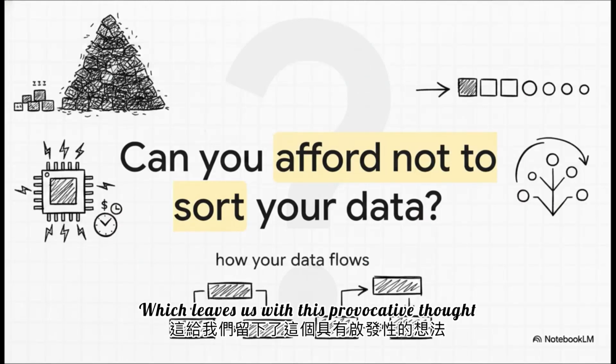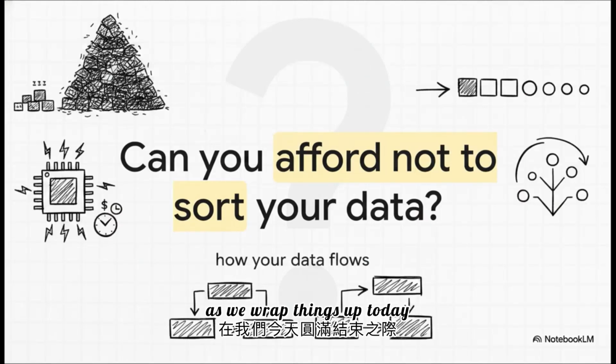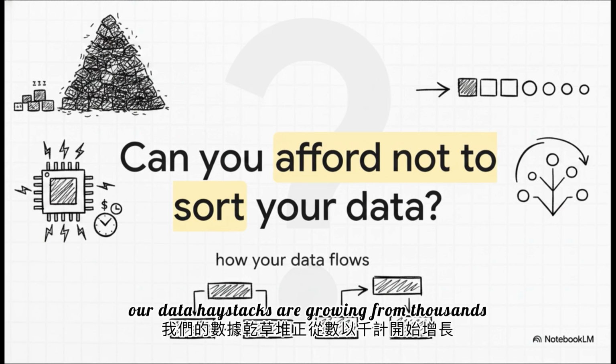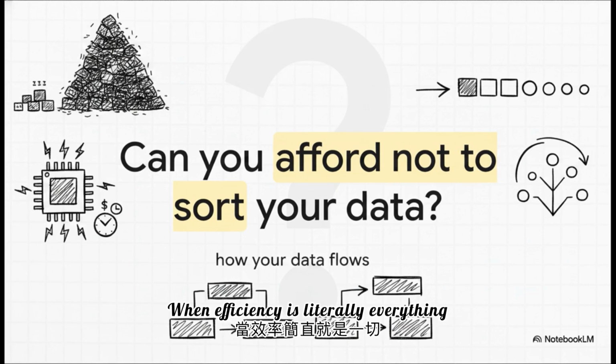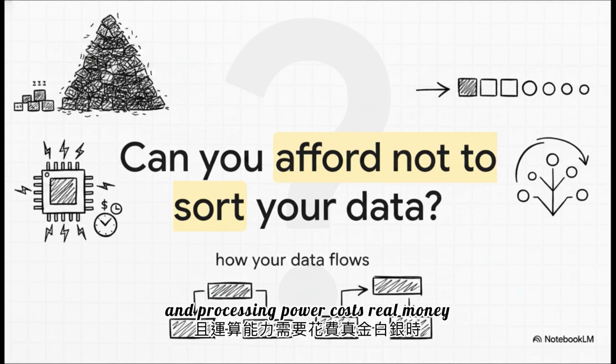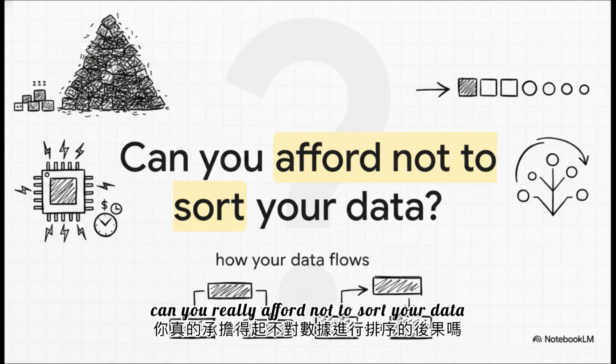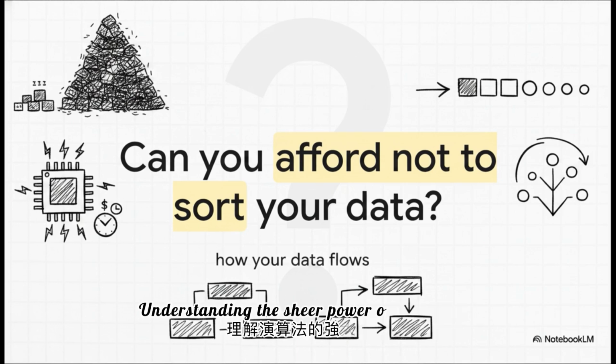Which leaves us with this provocative thought as we wrap things up today. In our modern digital landscape, our data haystacks are growing from thousands to millions to billions of items. When efficiency is literally everything and processing power costs real money, can you really afford not to sort your data? Understanding the sheer power of algorithms like the binary search is the very first step to writing code that doesn't just work, but scales beautifully.